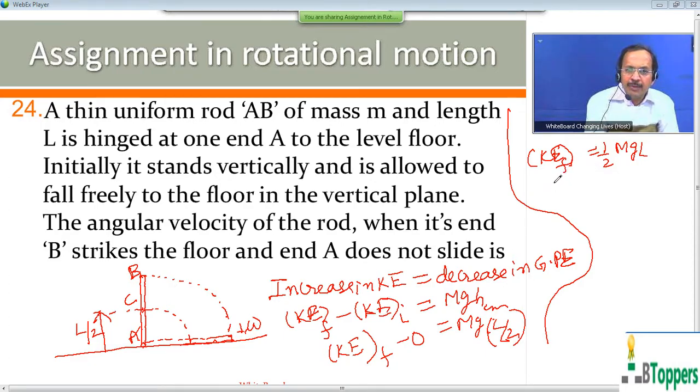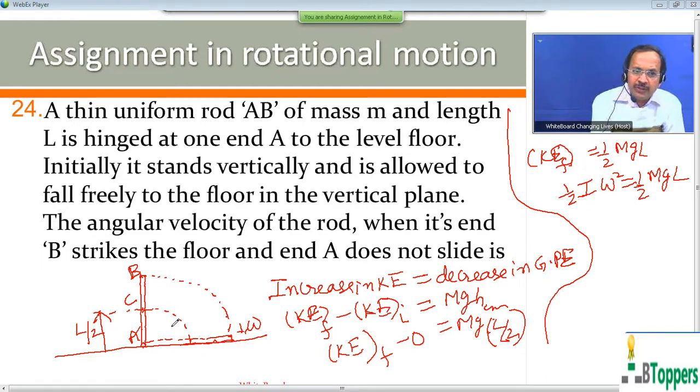The kinetic energy of a rigid body performing pure rotational motion about an axis is given by the formula half I omega square. So the final kinetic energy of the rod at the instant just before it strikes the floor can be written as half I omega square, where omega is the angular speed of the rod at that instant and I is the moment of inertia of the rod about the axis passing through its lower end perpendicular to its length. As discussed earlier, the moment of inertia of a thin uniform rod about the axis perpendicular to its length and passing through one of its ends is given by I equal to mL square by 3.